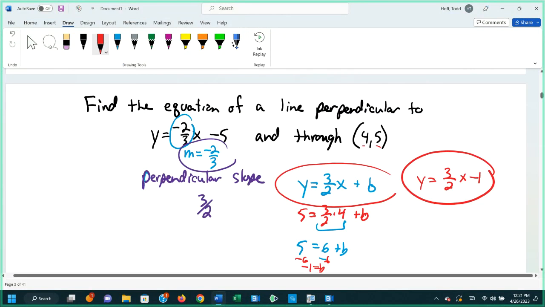Okay, so that is our time. We'll look at parallel and perpendicular lines more on Friday again.